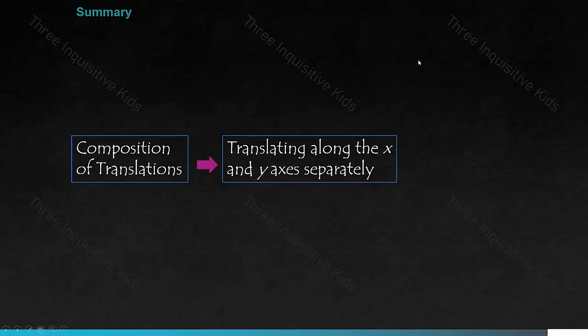Class summary. Today we learned about the composition of translations. We learned that we can first translate along the x and y axis separately. And that's the same thing as just translating it once diagonally.